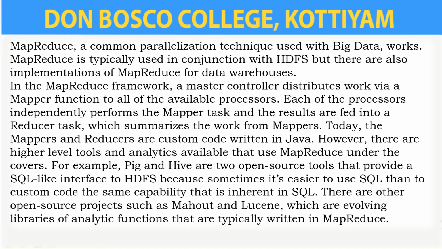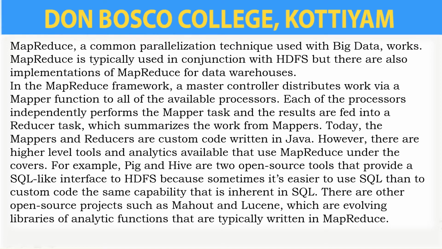Map takes a set of data and converts it into another set of data where individual elements are broken down into tuples. And the reduce task takes the output from the map as an input and combines those data tuples into a smaller set of tuples. The major advantage of MapReduce is that it is easy to scale data processing over multiple computing nodes. And there are three stages in MapReduce, that is map stage, shuffle stage, and reduce stage.